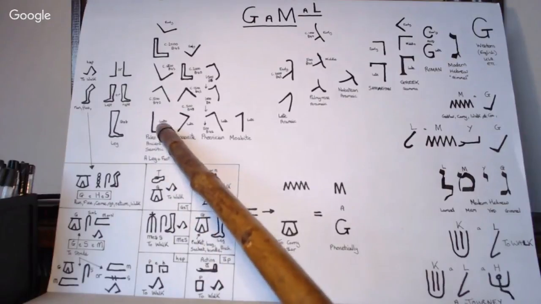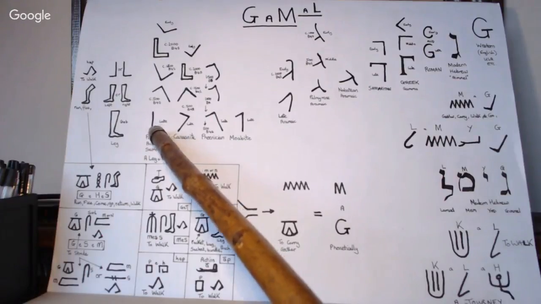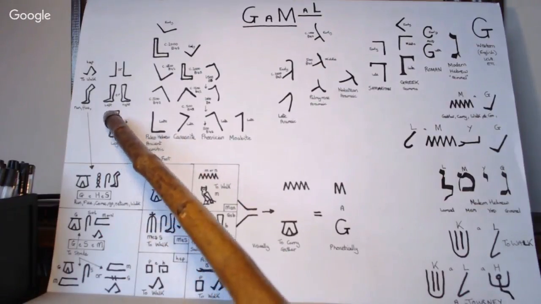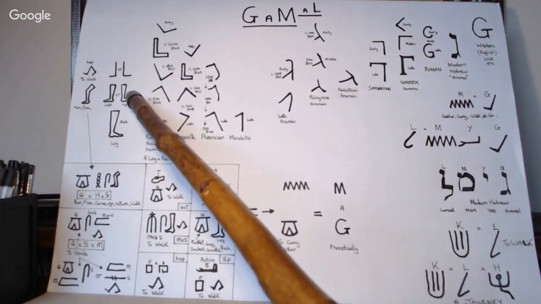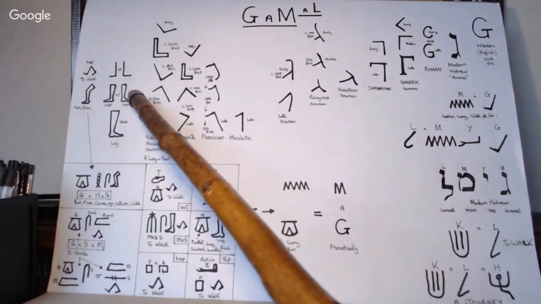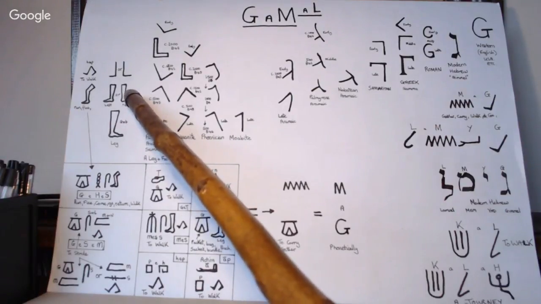Now this one here is a G in the Hebrew, as we know. So as we go up, it can be either left facing or right facing, depending on what they were actually carving the symbol on or writing it on, really, basically.